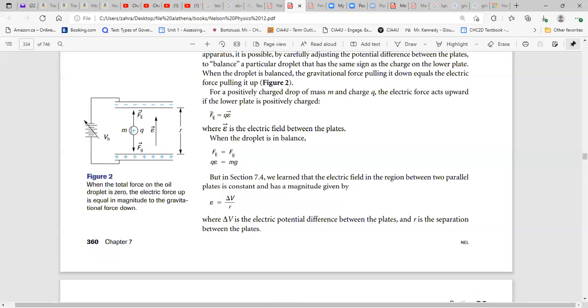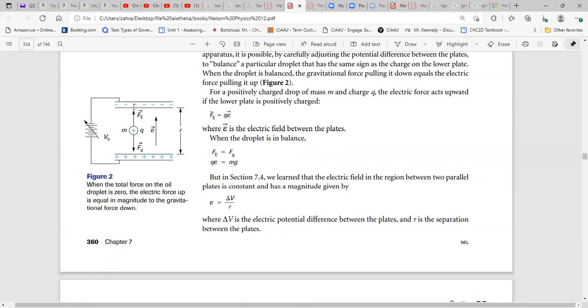We suspend a drop of oil. It is charged with a positive charge Q. We increase the voltage in such a way that this drop of oil will be suspended in the middle of these two plates. Basically, it's just hovering here. When that happens, it means there are just two forces. The positive charge will be attracted to the negative plate.